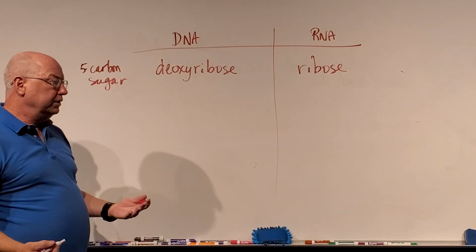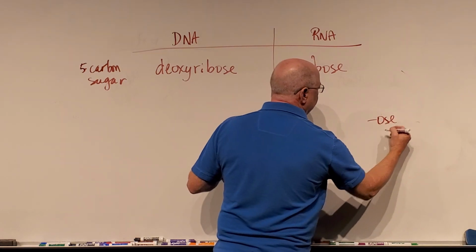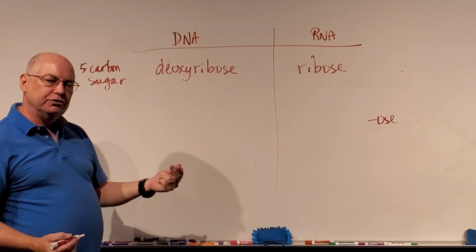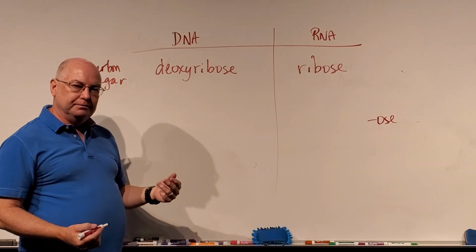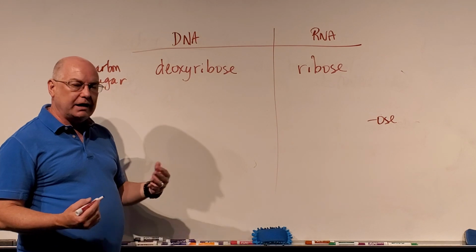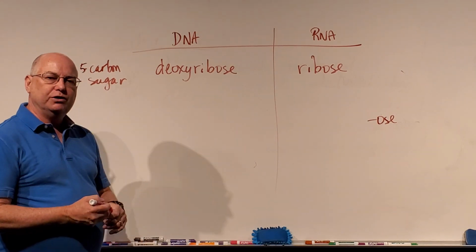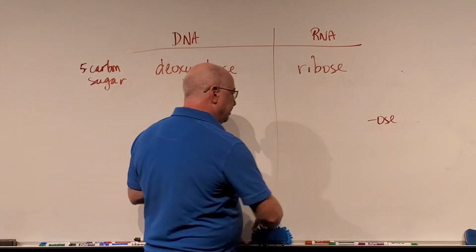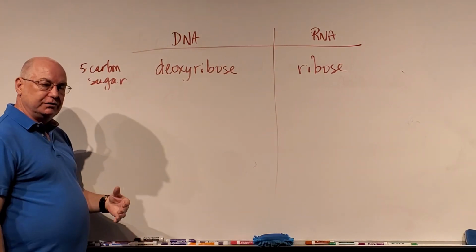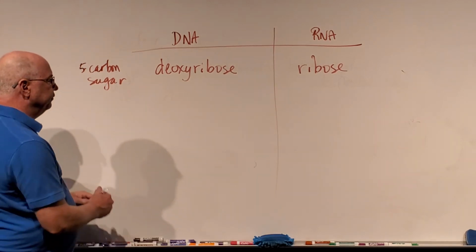Now here's a little hint or clue. Anytime you have "-ose" at the end of a word in biochemistry, it's a sugar. Glucose, fructose, ribose, deoxyribose, galactose, lactose, mannose. Anytime it has "-ose" at the end of the word, it usually means it's a sugar in biochemistry. So ribose and deoxyribose are two different sugars because one of them is lacking in oxygen. It has a different chemical formula.